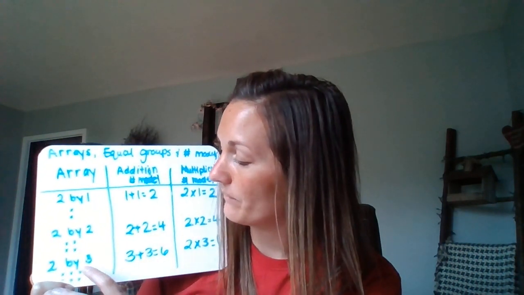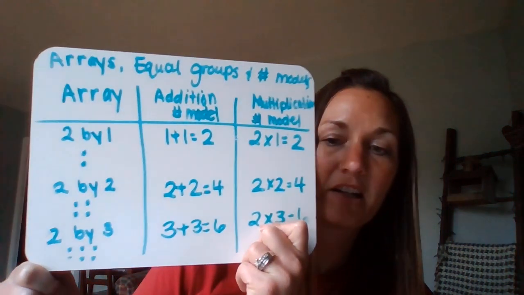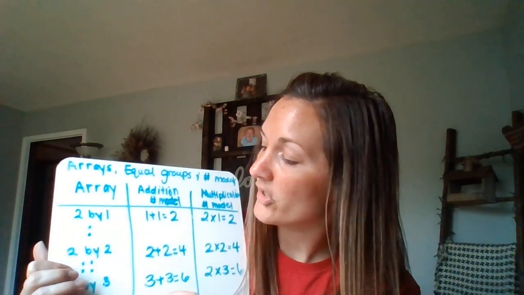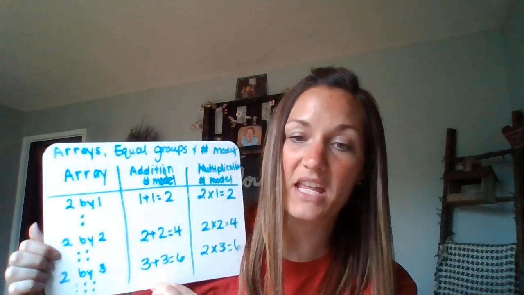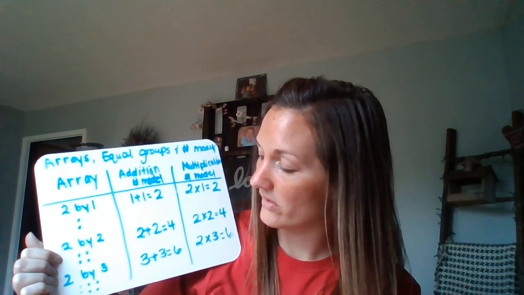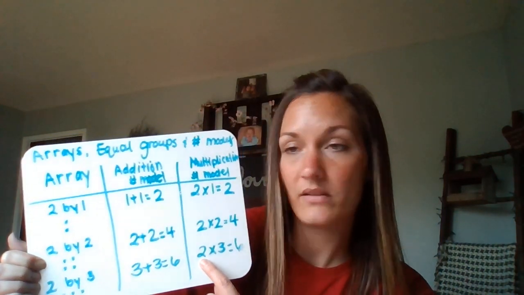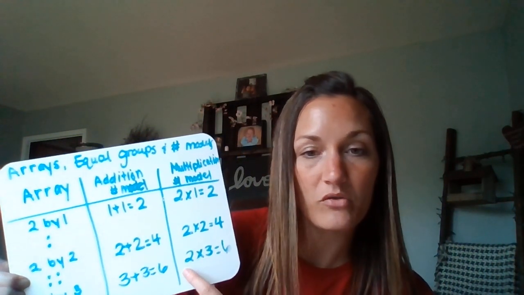Okay, then we go down here, 2 by 3. So we still have 2 rows, if you can see that there, 2 rows with 3 in each row. The equal addition number model would be 3 plus 3 equals 6. Now if we want to do a multiplication one, we would say 2 because we have 2 groups and 3 in each group. So 2 times 3 equals 6.